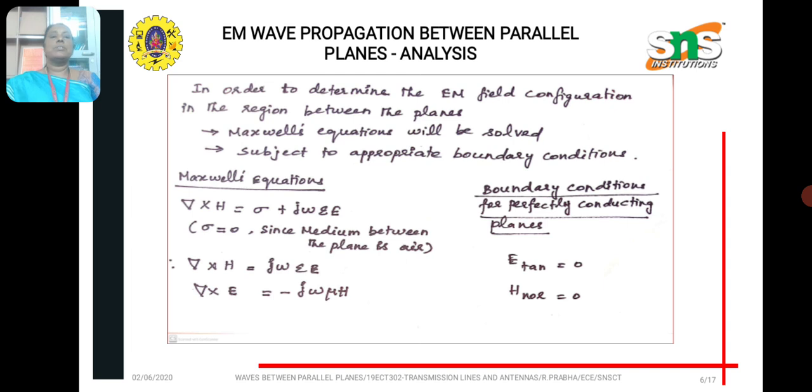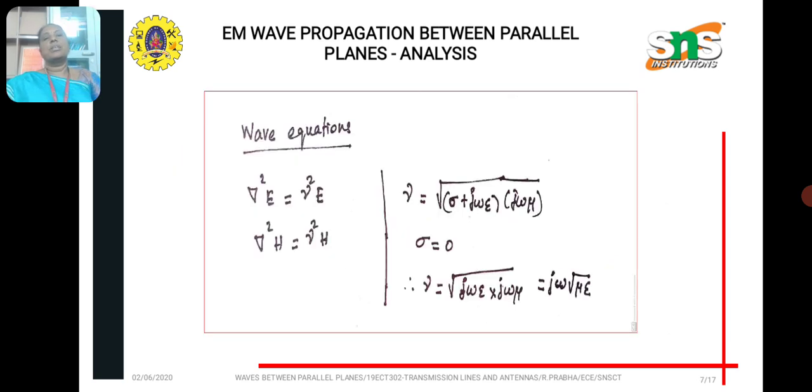So the boundary conditions for perfectly conducting planes: tangential component of electric field is 0, normal component of magnetic field is 0. The wave equations are del squared E is equal to gamma squared E and del squared H is equal to gamma squared H, where gamma is the propagation constant. It is square root of sigma plus j omega epsilon into j omega mu, and here the sigma is 0 because the medium is air between the parallel planes, and so gamma is root of j omega epsilon into j omega mu. By taking square root we get the value j omega root of mu epsilon.